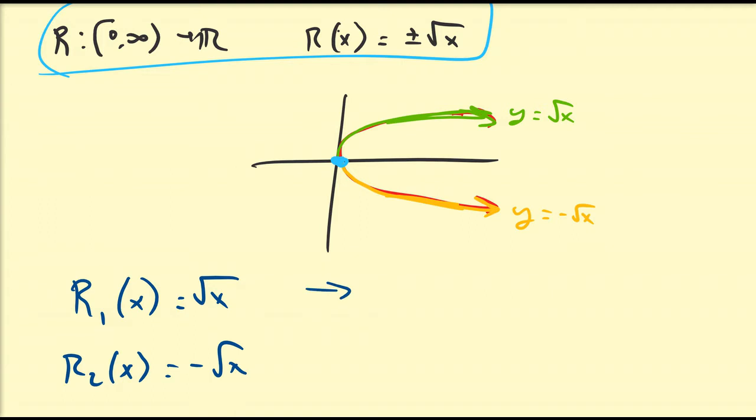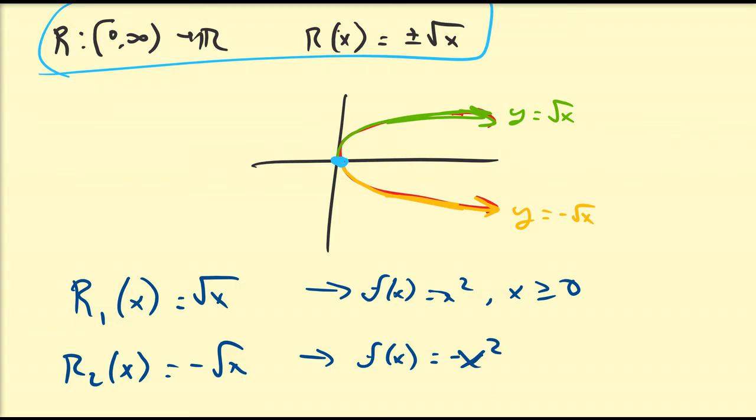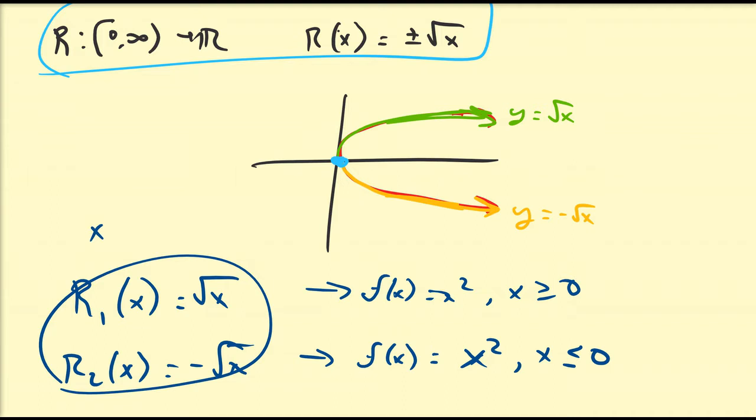And remember that this is the inverse of f of x equals x squared for x greater than or equal to 0, and this is the inverse for f of x equals x squared for negative x, right? And of course, for these two relations, we can set x to be in the interval 0 to infinity, or R plus.